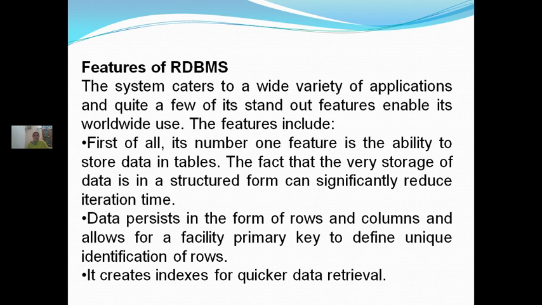Second feature is data persists in the form of rows and columns and allows for a facility primary key to define unique identification of rows. Okay, here we are representing the data in the form of rows and columns, and we are using a primary key to identify rows uniquely.